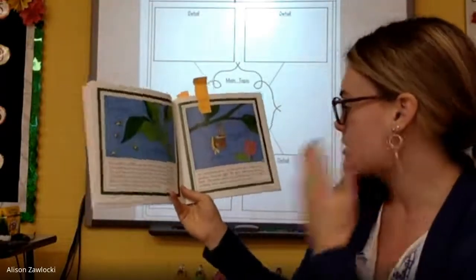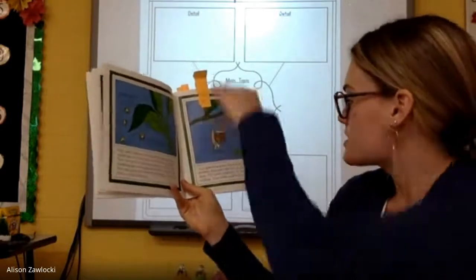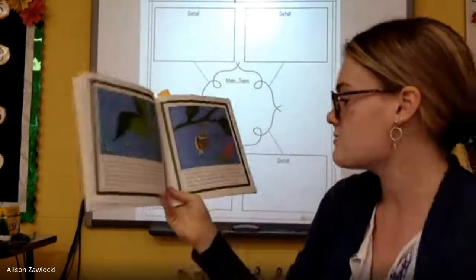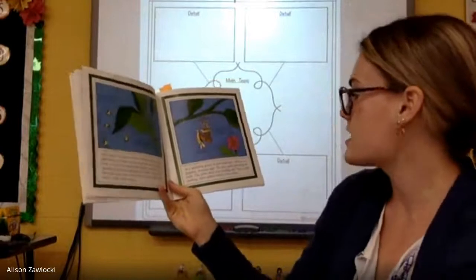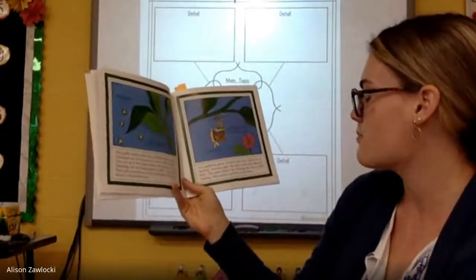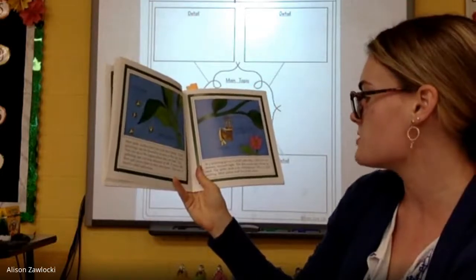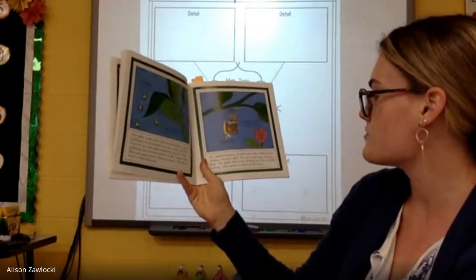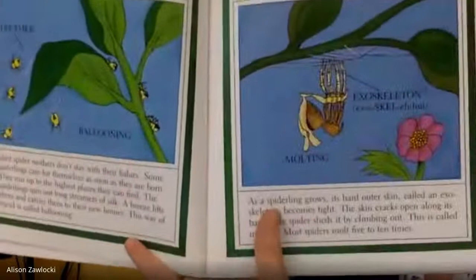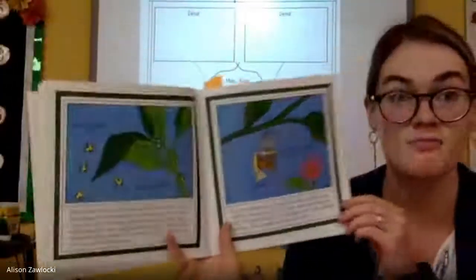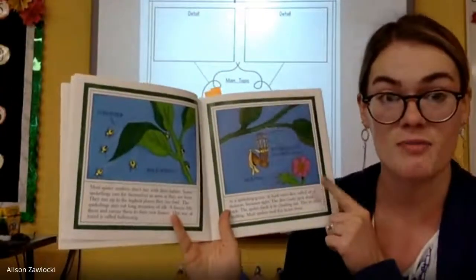As the spiderling grows, its hard outer skin, called an exoskeleton, becomes tight. The skin cracks open along the back. The spider sheds it by climbing out. This is called molting. Most spiders molt 5 to 10 times. So notice that they're molting here. So this supports our main topic by telling us more about spiders, right?